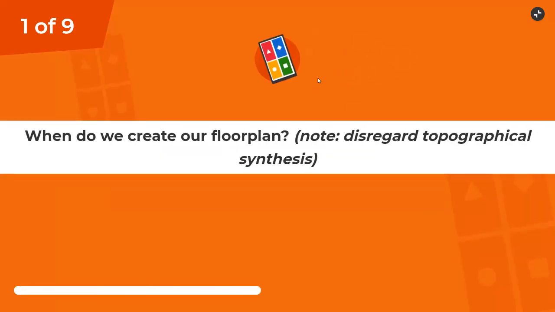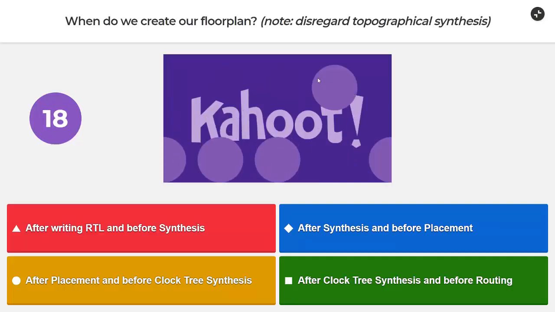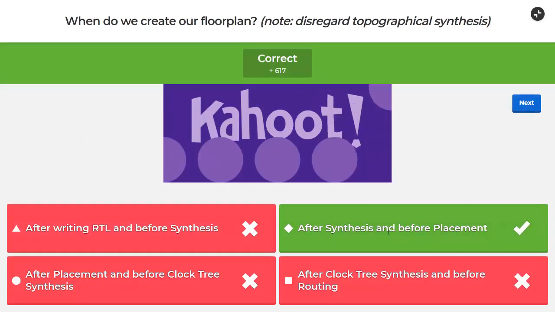So, question 1 of 9. When do we create our floor plan? Note, disregard topographical synthesis. After writing RTL and before synthesis, after synthesis and before placement, after placement and before clock tree synthesis, after clock tree synthesis and before routing. Well, we're at this stage in our lectures, so let's choose this one. And indeed that's the case.